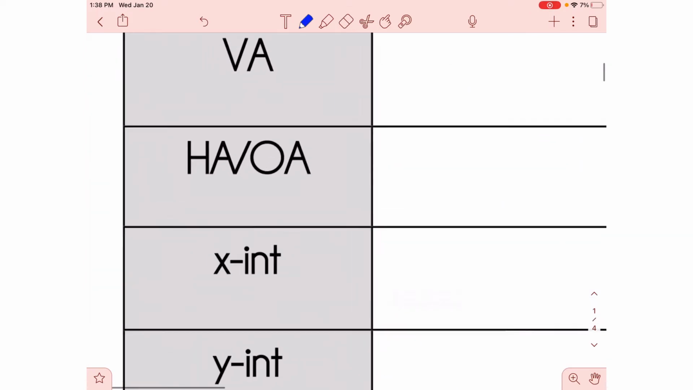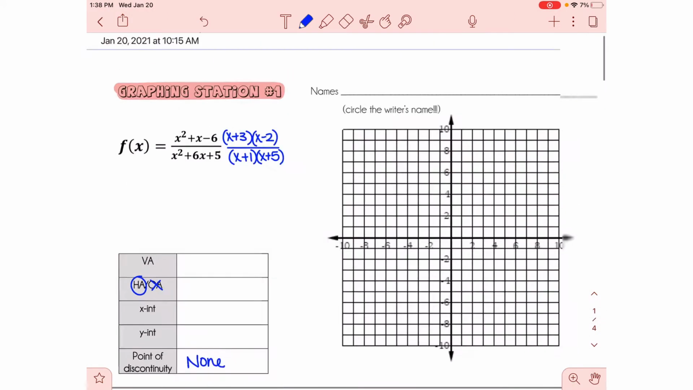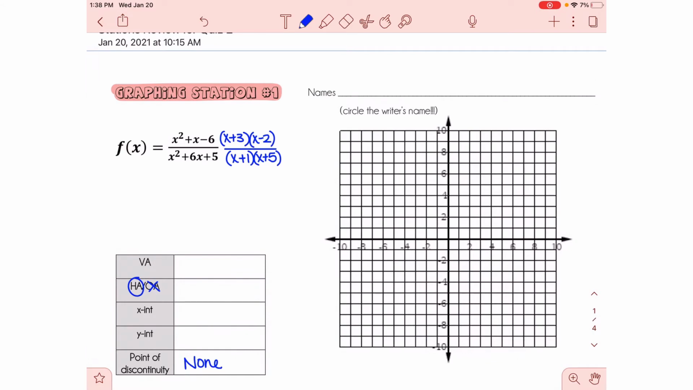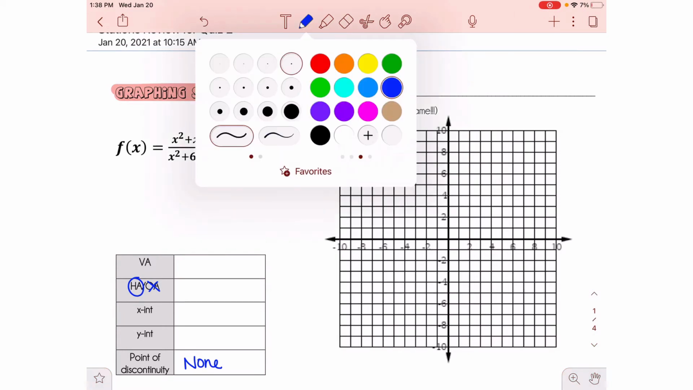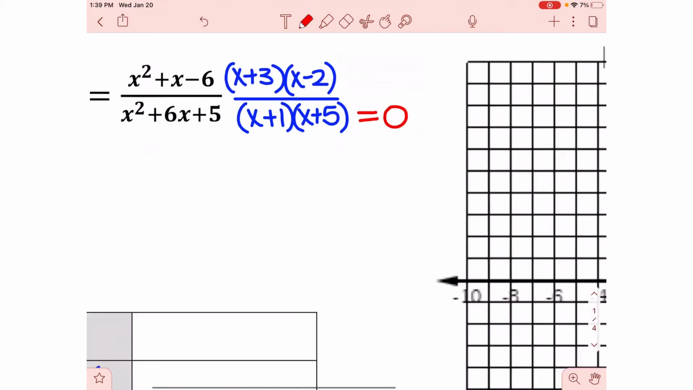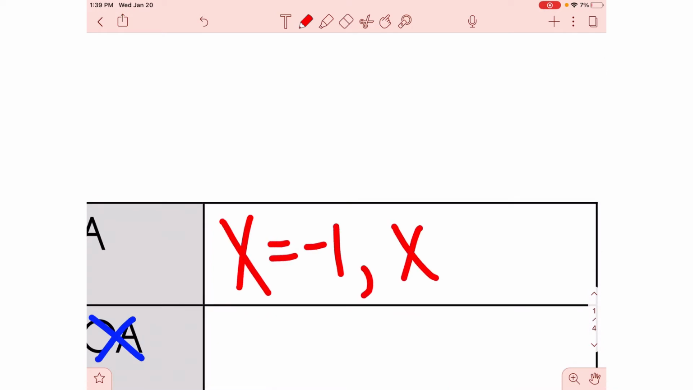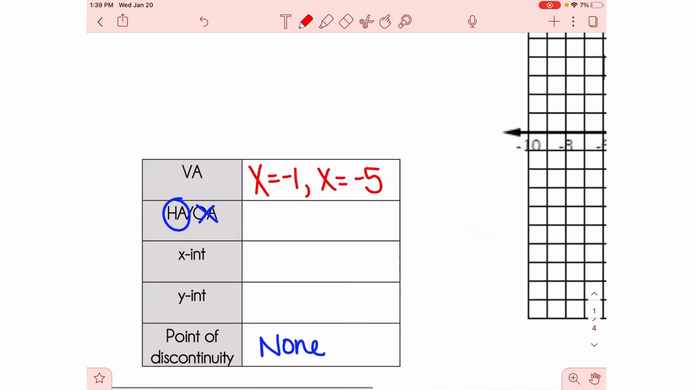Now, some homework might say OA, and OA is something that we didn't do this year, so you can just cancel that out. There's going to be a horizontal asymptote, not an oblique asymptote, which is something we didn't talk about. So nothing cancels out, which means there's going to be two vertical asymptotes. To figure out the vertical asymptotes, we set the bottom equal to 0. So -1 and -5 are going to be the two. So x equals -1, x equals -5.